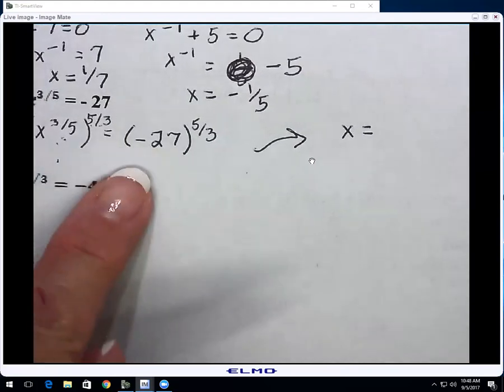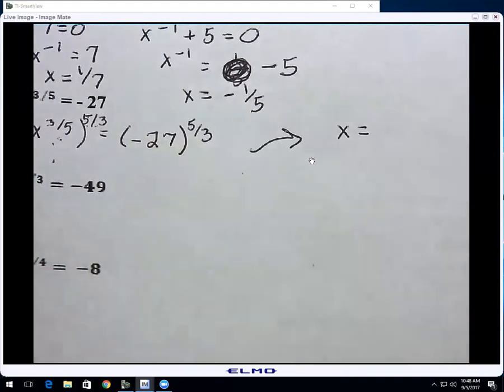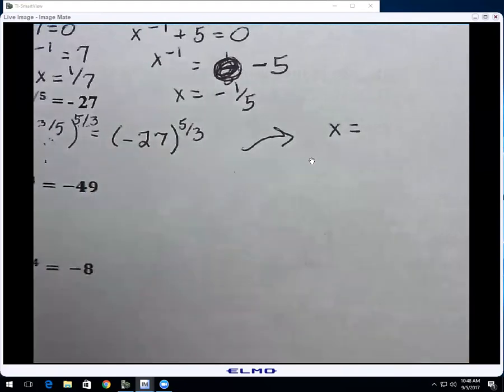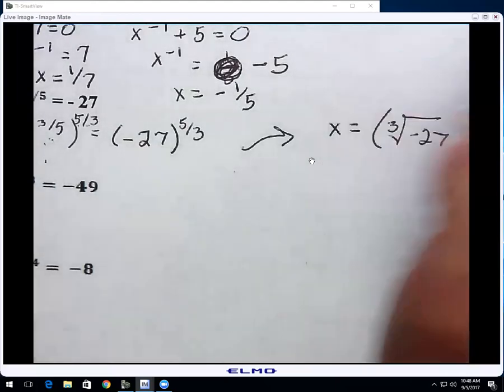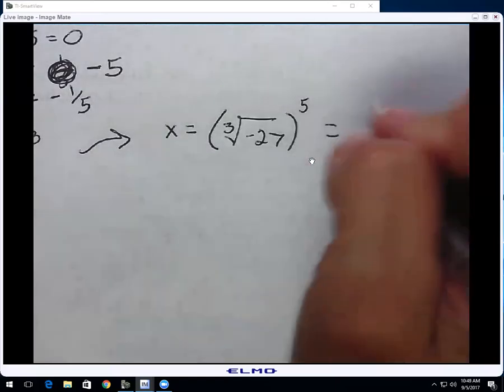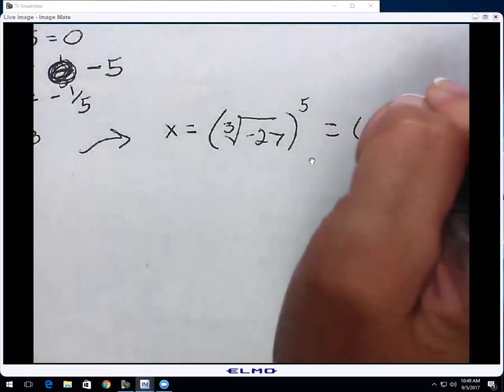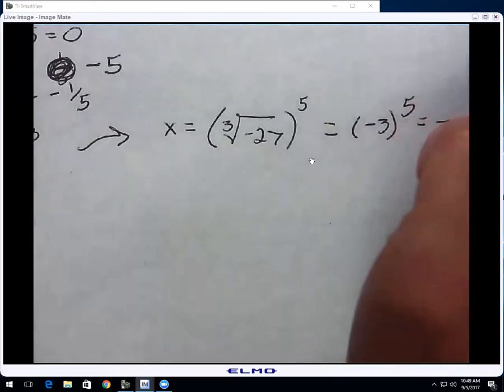Now to simplify that, what does -27 to the 5/3 mean if you write it with a radical? Cube root of -27 and then raised to the 5th power. That's -3 raised to the 5th power. That's 3, 9, 27, 81, 243. -243.